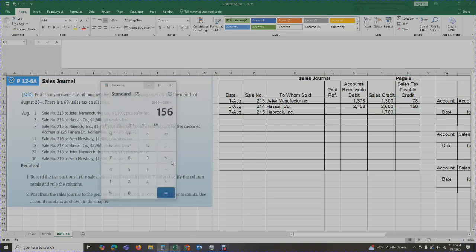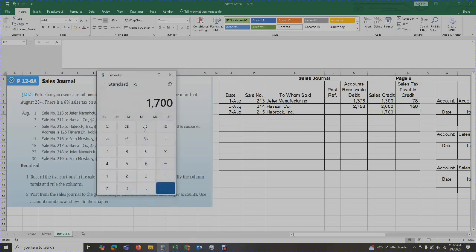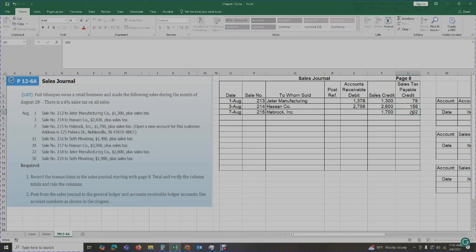We have taxes of 6%. So that's going to give me $102 of taxes. So the total that we're going to collect from Habrock is $1,802. That's your sales plus your taxes. So you see it's fairly straightforward. We're just filling in the table, the sales journal, with all of the sales transactions.